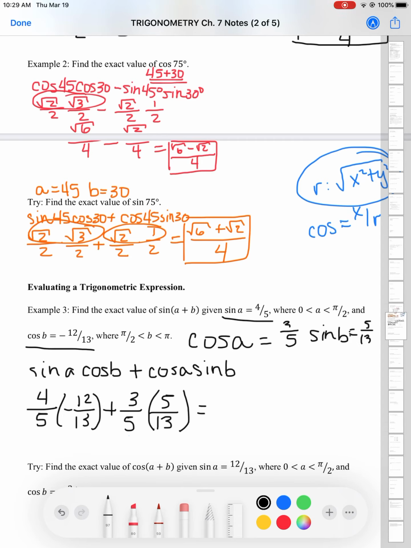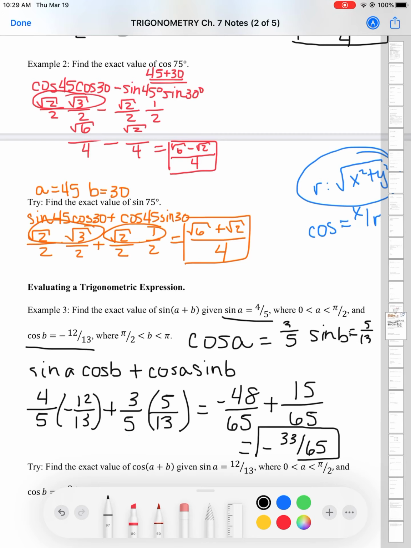So, as long as my math is correct, which please check at home, that would be negative 48/65 plus 15/65, which would give us negative 33/65 as our answer.